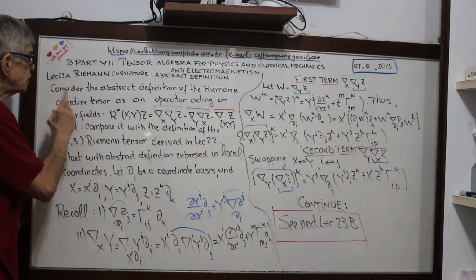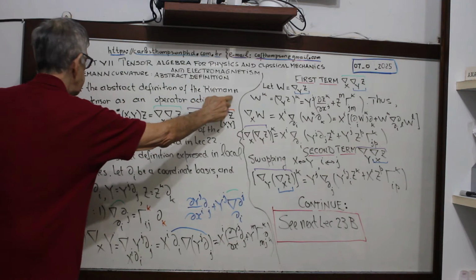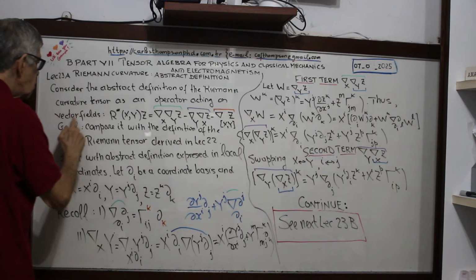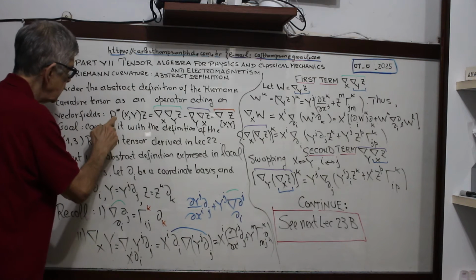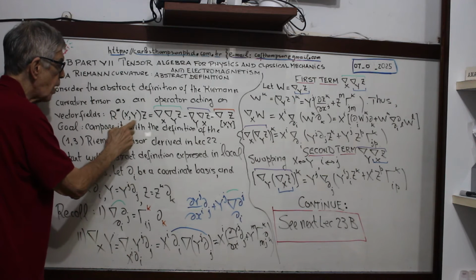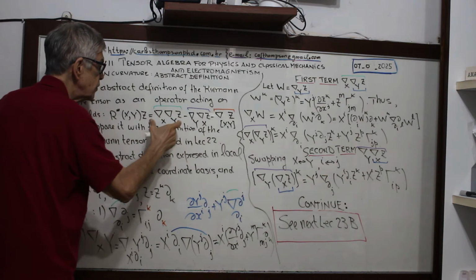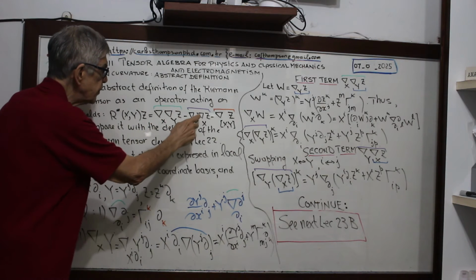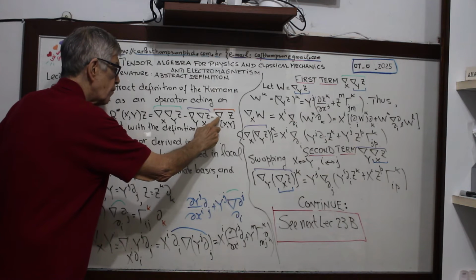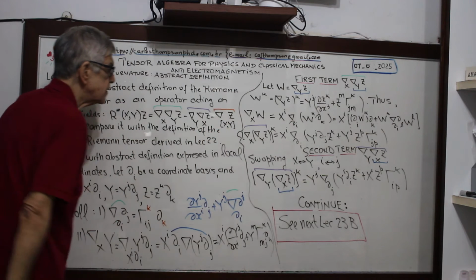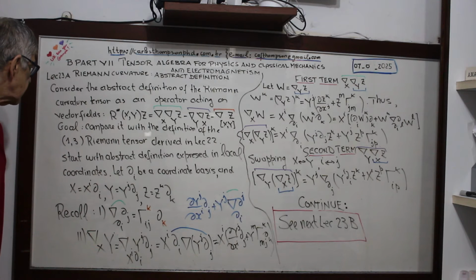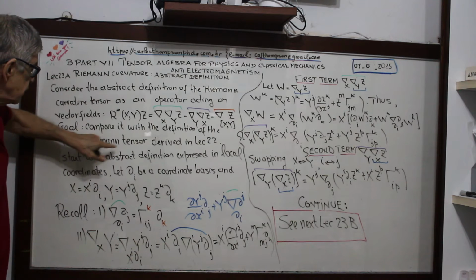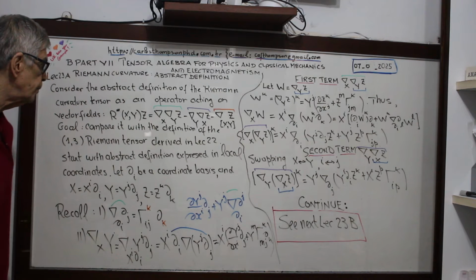So, consider the abstract definition of the Riemann curvature tensor as an operator acting on a vector field. You see, this is R hash (x, y, z). This is the abstract definition. This corresponds to the second derivative. You see, this one minus this covariant derivative of z, now x and y. You see, that's a bracket. Our goal is to compare with the definition of the (1,3) Riemann tensor derived in lecture 22.